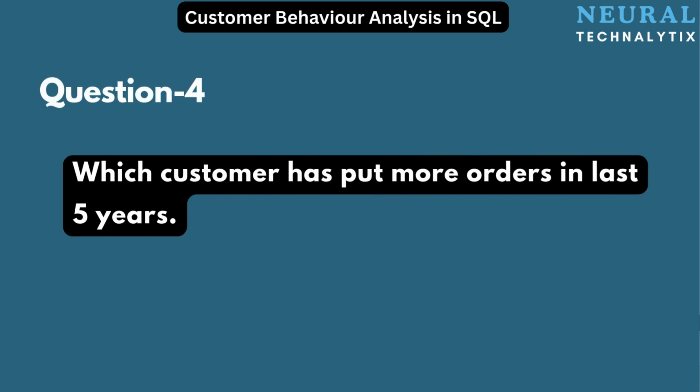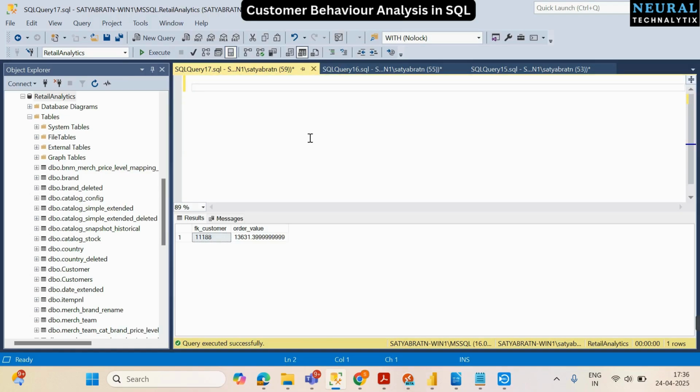Next question is which customer has put more orders in the last 5 years? So let's see how to do this. Let's figure it out. Which customer has put the maximum orders in the last 5 years?